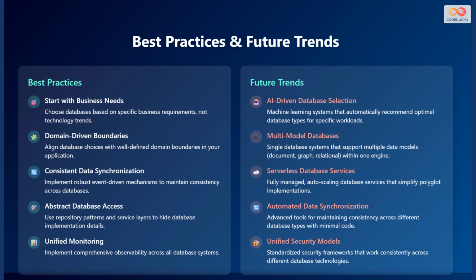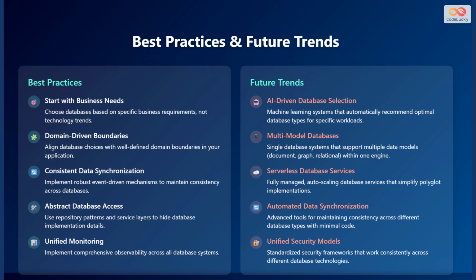Now let's explore some best practices and future trends. Starting with best practices, choose databases based on specific business requirements, not technology trends. Align database choices with well-defined domain boundaries in your application. Implement robust event-driven mechanisms to maintain consistency across databases. Use repository patterns and service layers to hide database implementation details. Implement comprehensive observability across all database systems.